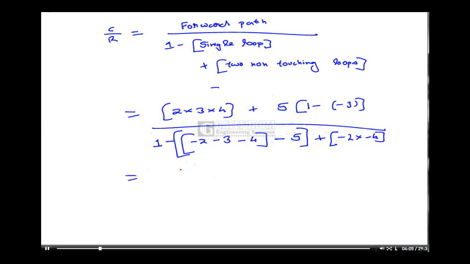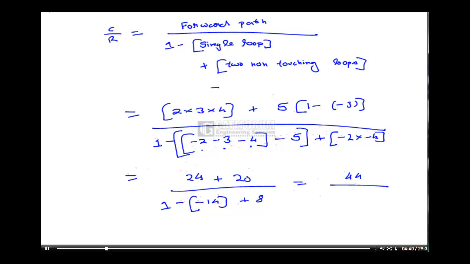So from this I can calculate, this is 2 into 3 into 4 which is equal to 24 plus 1 minus minus 3 is equal to 4. 4 into 5 is 20 upon 1 minus minus 2 minus 3 minus 4. This gives me minus 9. Minus 9 minus 5 minus 14 plus 8. This is equal to 44 upon 14 plus 1 plus 8, 23. So 44 upon 23 is the answer for this.